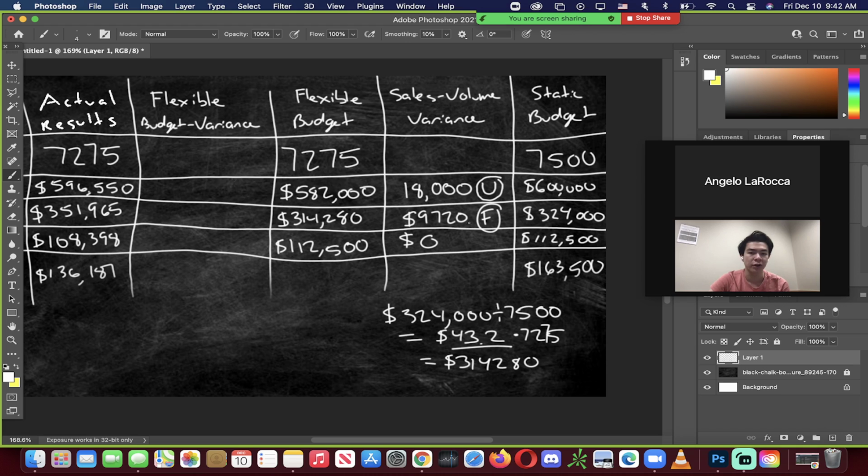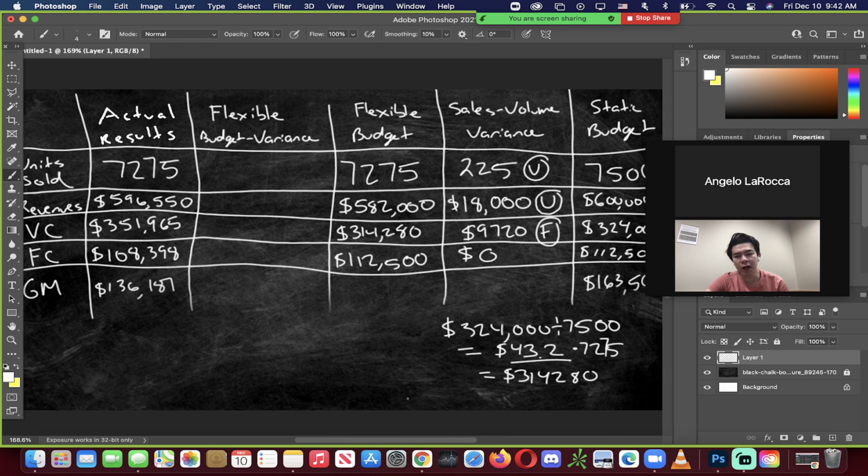It's just $0. And up here, I forgot to do this one, our variance for our units is 225. And that's going to be unfavorable. There are situations where it is favorable, but I'm not going to get into that. But it's unfavorable, right? Because if we make less units, we're not making as much money.